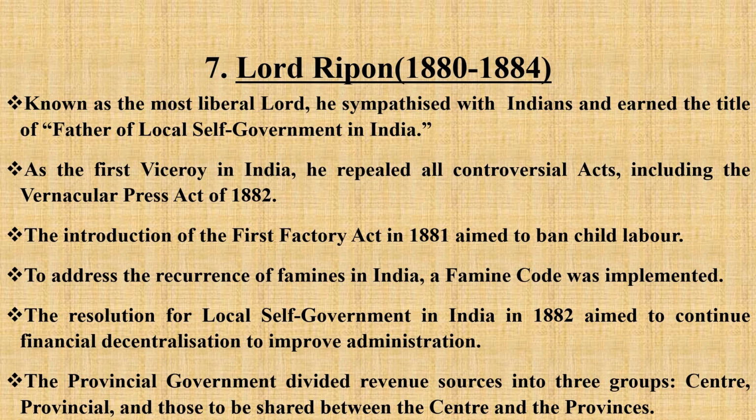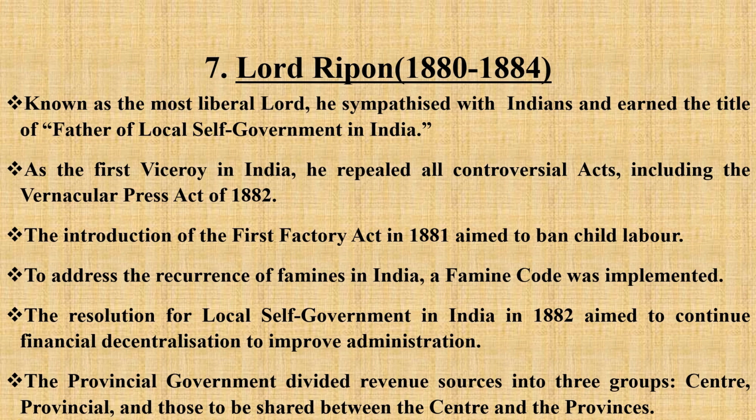Lord Ripon, 1880 to 1884. Known as the most liberal lord, he sympathized with Indians and earned the title of Father of Local Self-Government in India. As the first viceroy in India, he repealed all controversial acts, including the Vernacular Press Act of 1882. The introduction of the First Factory Act in 1881 aimed to ban child labor.